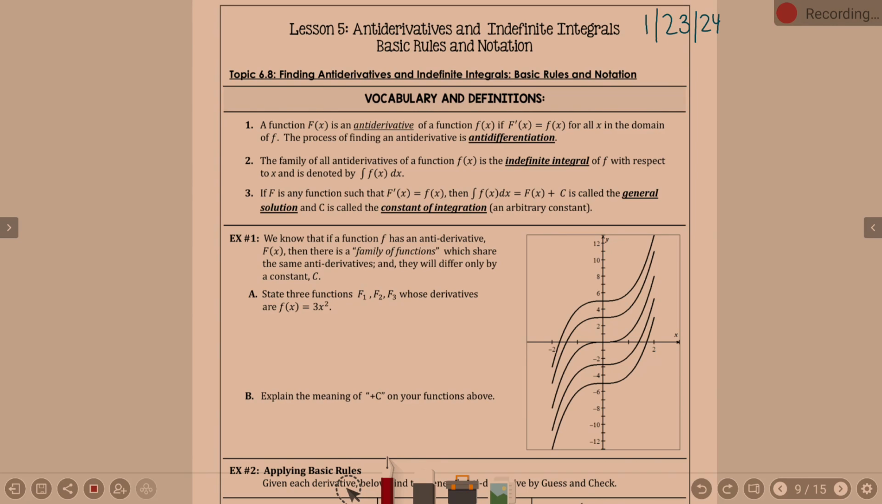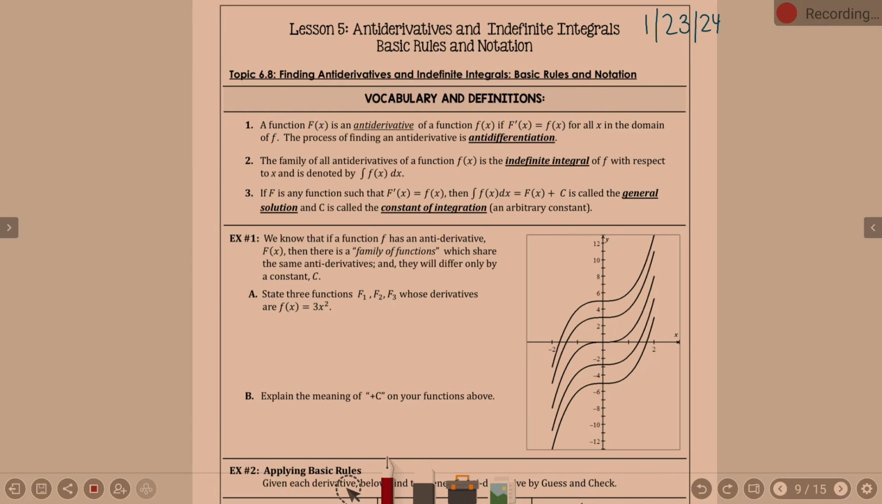Okay. So as we look at example 1, we know that if a function f has antiderivative F of x, then there is a family of functions which share the same antiderivatives, and they will differ only by a constant c. State 3 functions, f1, f2, and f3, whose derivatives are f of x equals 3x squared. So what can I take the derivative of and get 3x squared? x cubed plus 5.